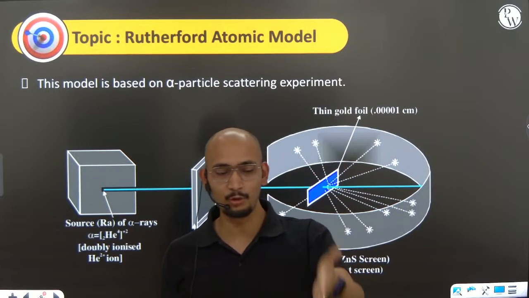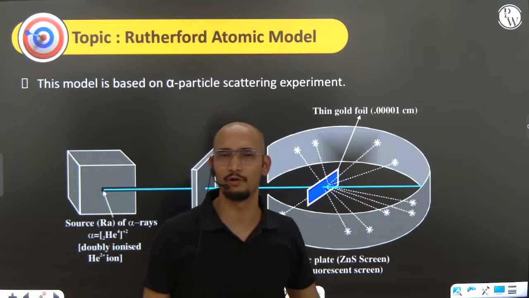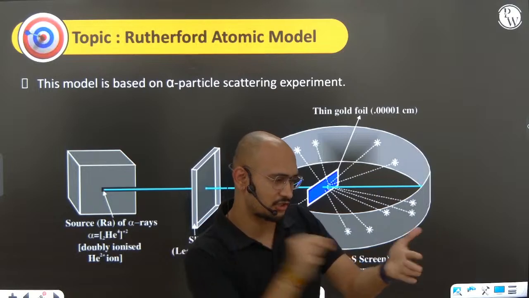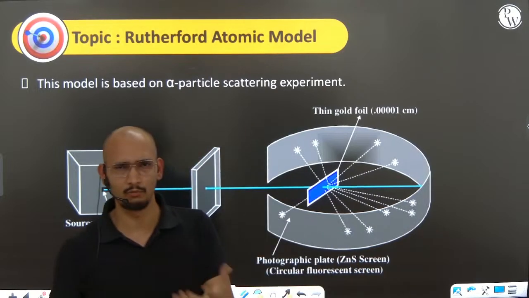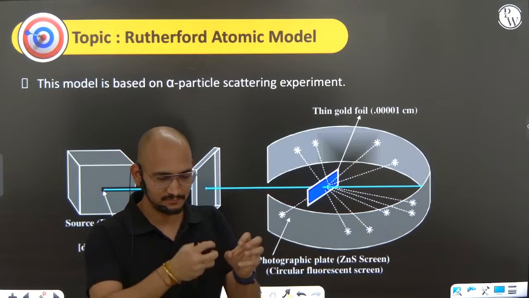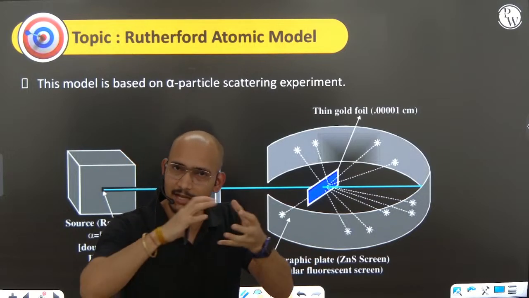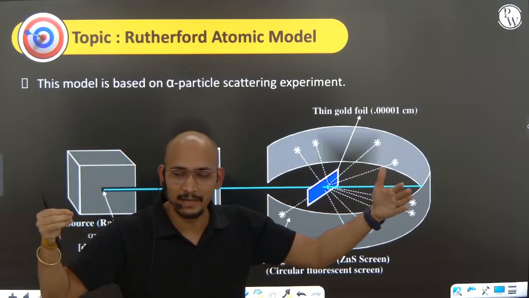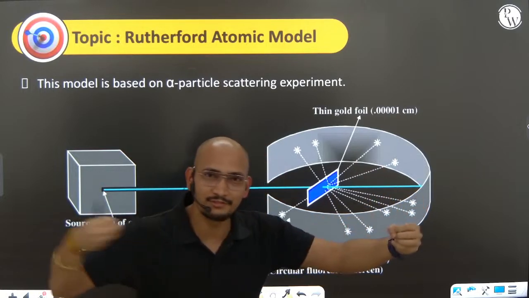He put a very thin gold foil and bombarded it with very highly energetic alpha particles. According to Thomson's model, atoms are a positively charged sphere, and you all know that alpha particle is also positively charged, so what he was expecting was that the positive charges would repel.